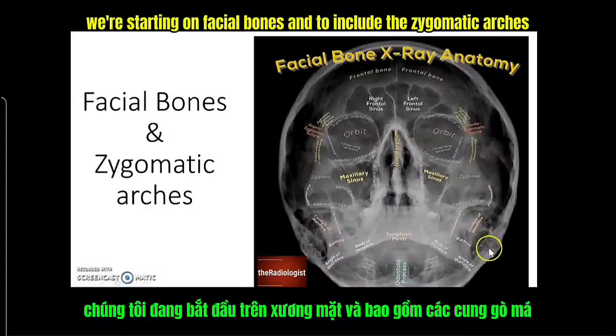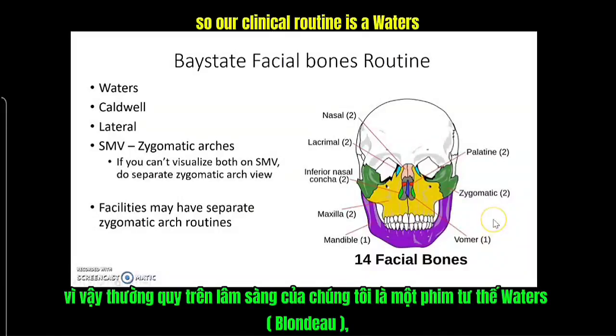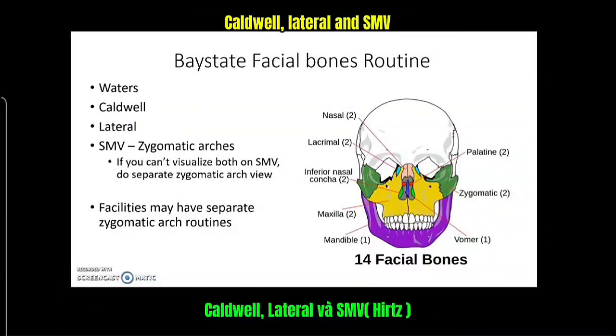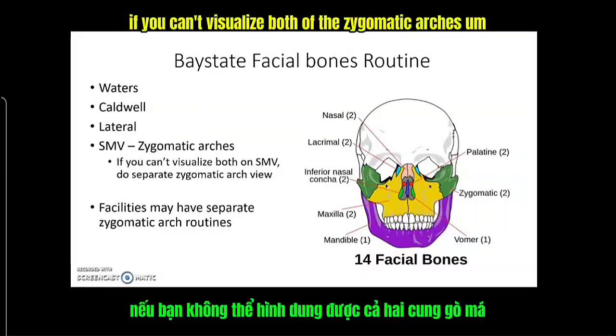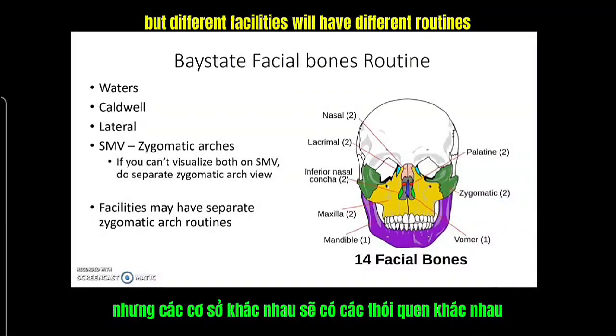All right, we're starting on facial bones and to include the zygomatic arches. So our clinical routine is a Waters, Caldwell, lateral, and SMV. If you can't visualize both of the zygomatic arches on the SMV, you're going to do individuals, and I'll show you that.